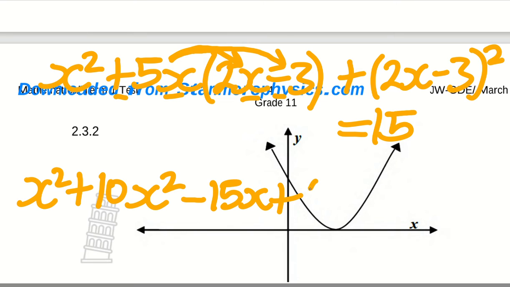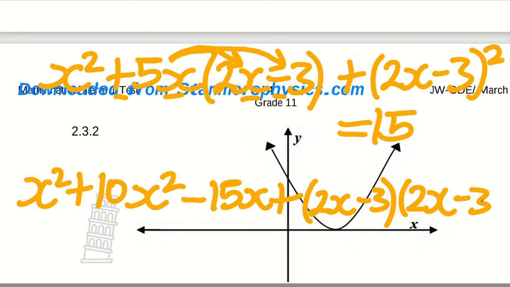Then 2x minus 3 squared means I can just write 2x minus 3 and then in the second bracket I write another 2x minus 3, because it's squared. So I multiply it out twice. I multiplied it by itself. So this is the only way you can express it in this case.